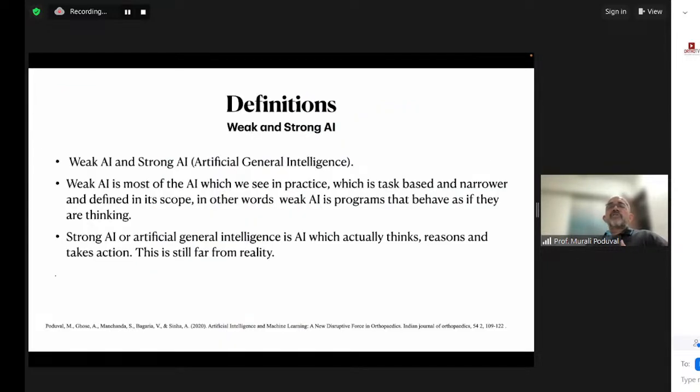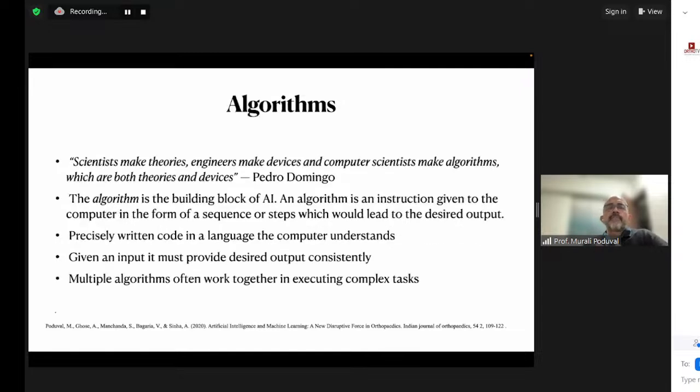Now, what is weak and strong AI? Weak AI is most of that AI which we see in practice. It's task-based, narrower, defined in its scope. Programs that behave as if they are thinking, but they're not really thinking. Now, strong or artificial general intelligence is something we have not really achieved as yet. Maybe we will achieve it in the future. But it is actually thinking, reasoning, and taking action. Still far from reality, not really much.